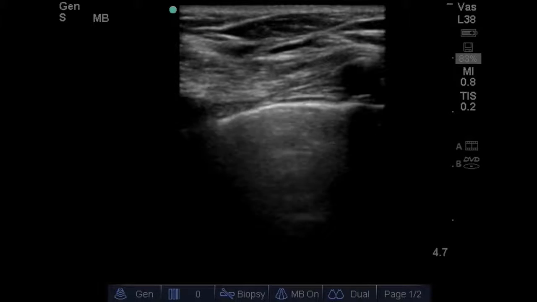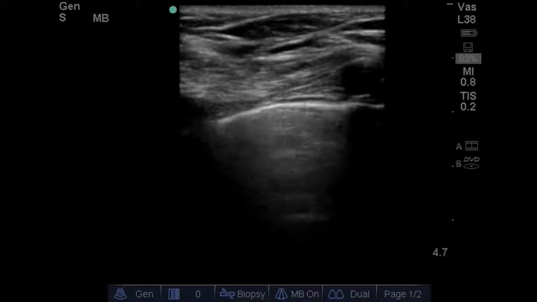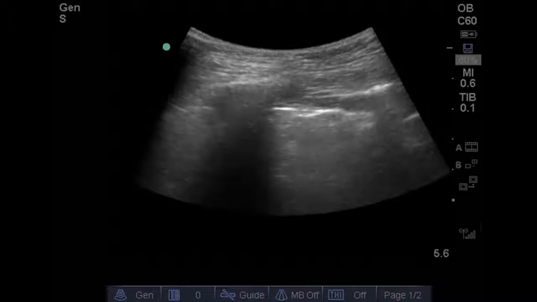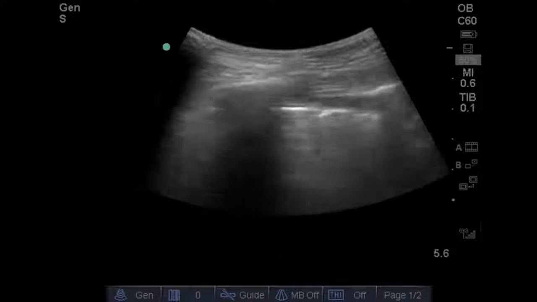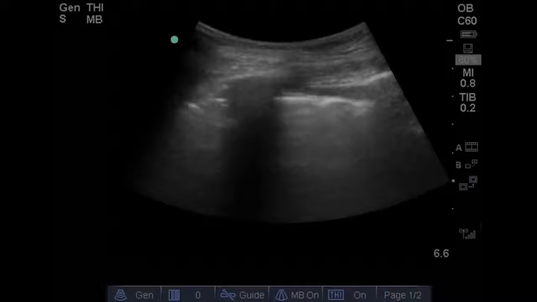Here's another view with a linear probe showing the 2 ribs and the pleural line sliding back and forth at a little higher resolution. Here's another view where we're seeing lung sliding with the curvilinear probe. And what we want to do is turn off post-processing, meaning turning off compound imaging or multibeam and harmonic imaging. And you can see that the pleural sliding is much clearer when these post-processing things are turned off.